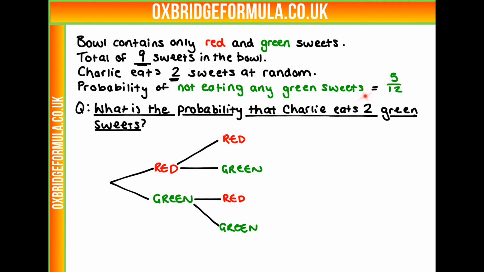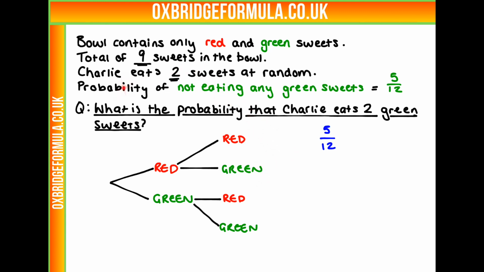Now, we already know one probability. Not eating any green sweets is 5/12. So if we're not eating any green sweets, that must mean we're eating 2 red. So our probability of 2 red sweets is 5/12. But what does that mean? How can we use this to find out how many red and how many green sweets we have?